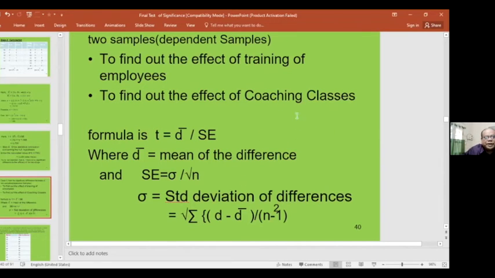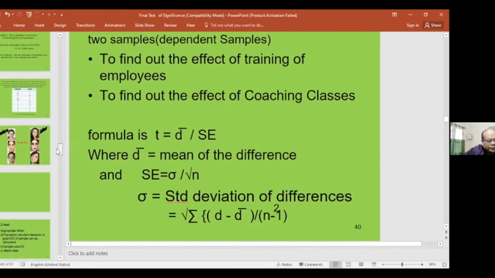In such a situation, you'll be using a dependent sample. Dependent sample means only one sample is being used again and again. In both cases, you are using the same sample, so it is called a dependent sample. I'll show you another one, this one.